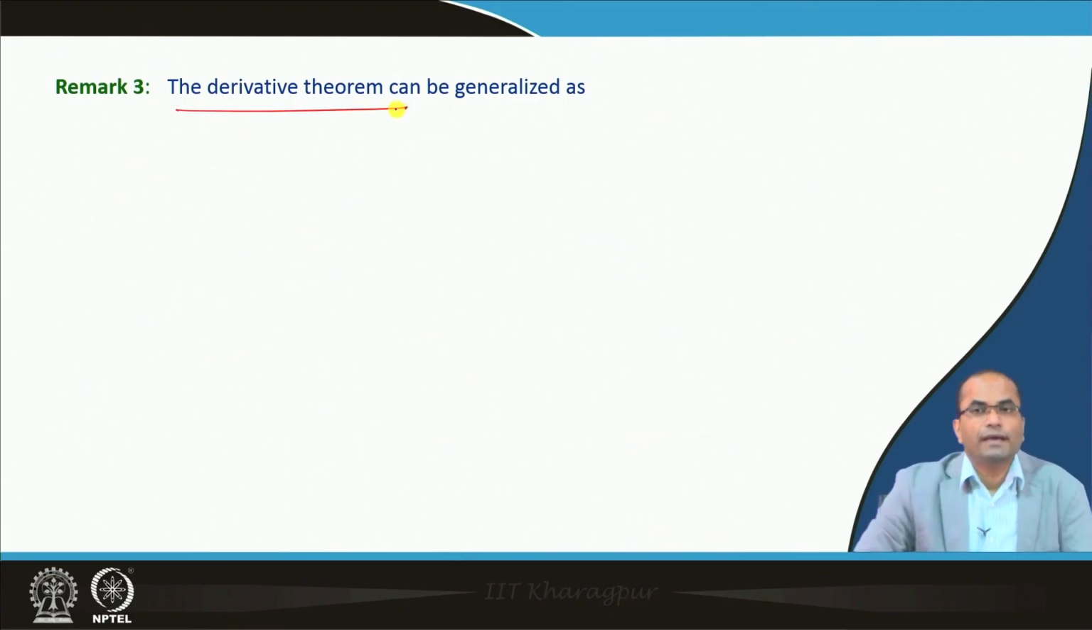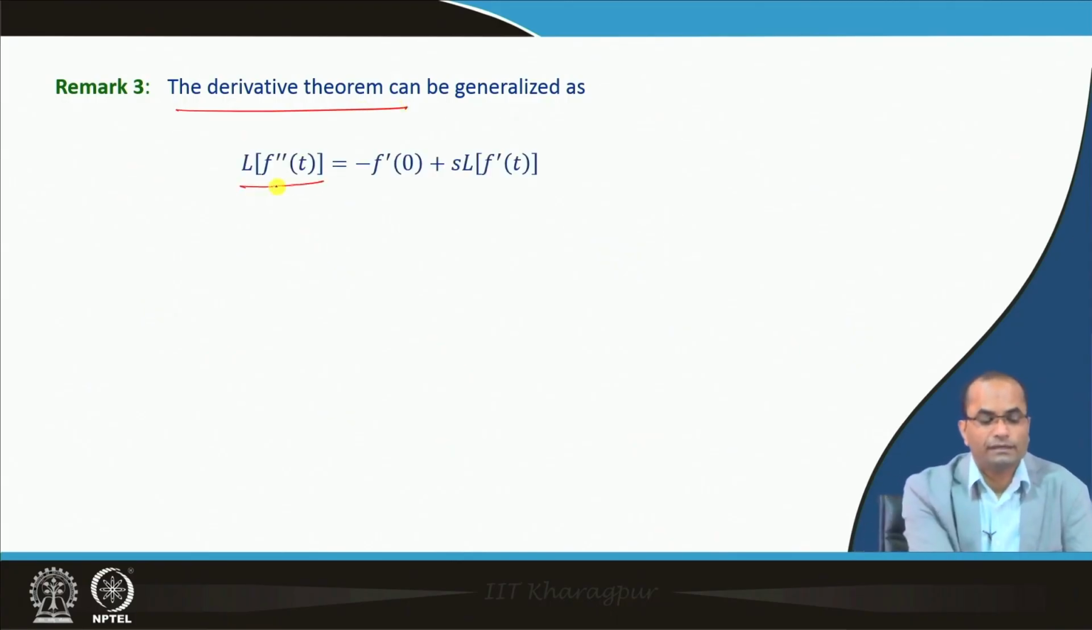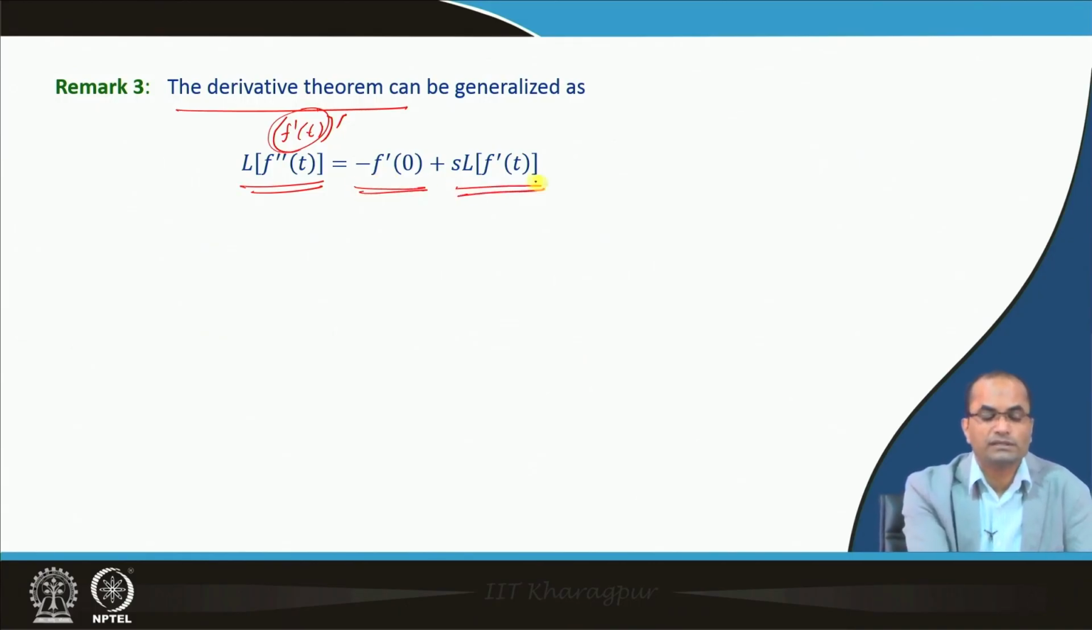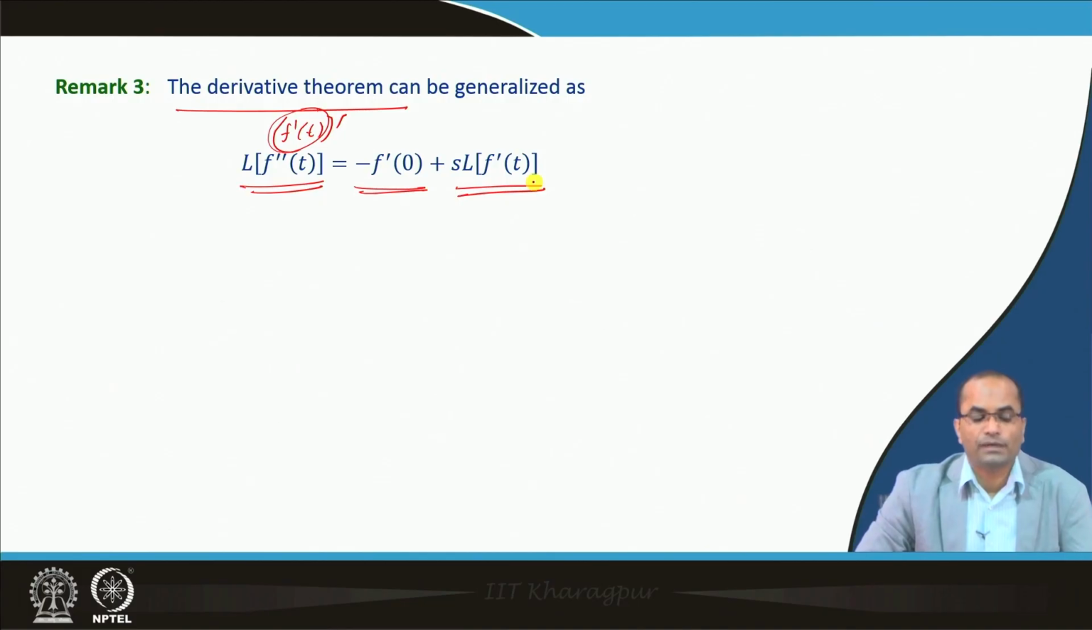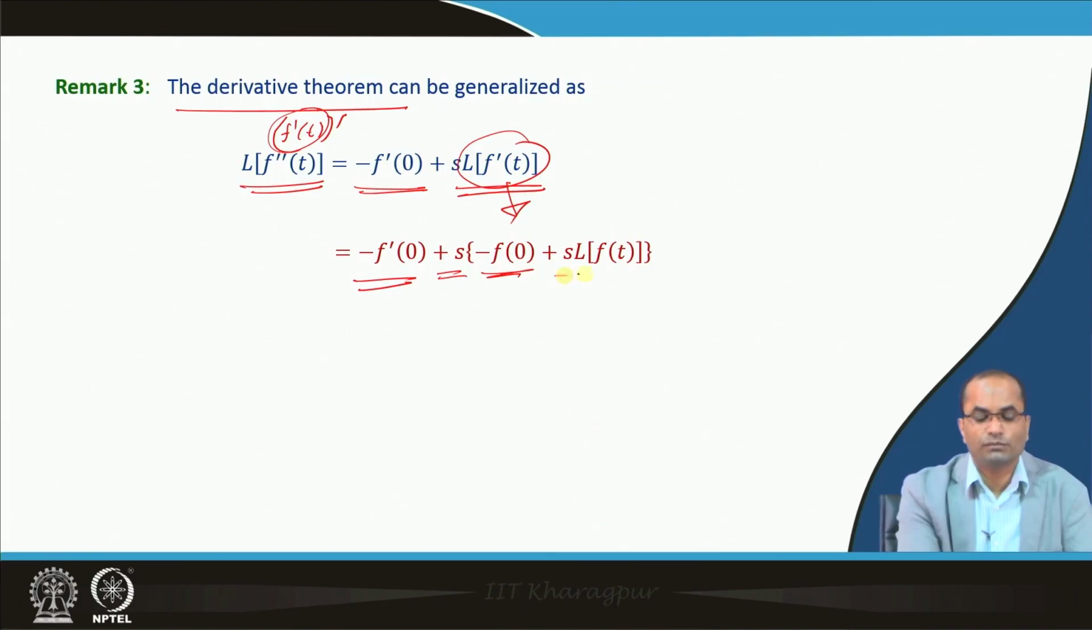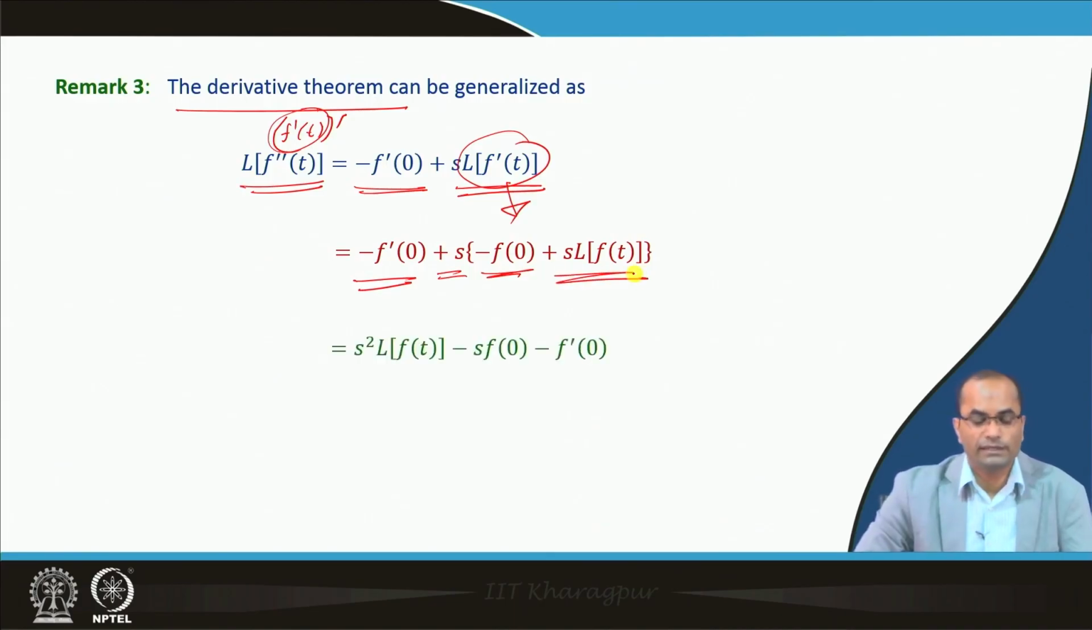This derivative theorem can be generalized. If we take the double derivative, that means we have the derivative here of f(t), and then we are talking about the derivative of this f prime. The direct application of the derivative theorem says minus f prime 0 plus s times the Laplace of f prime t. That means minus f prime 0 plus s, and then here we can apply the derivative theorem again: minus f 0 plus s times the Laplace of f t.